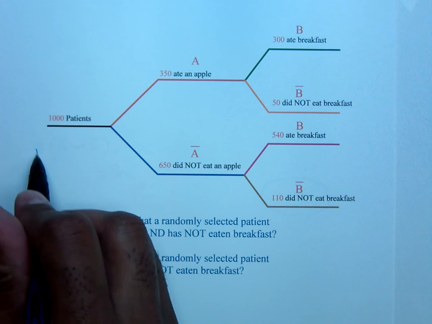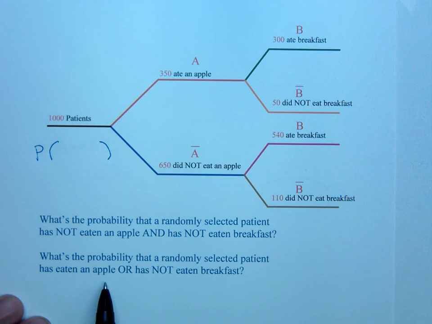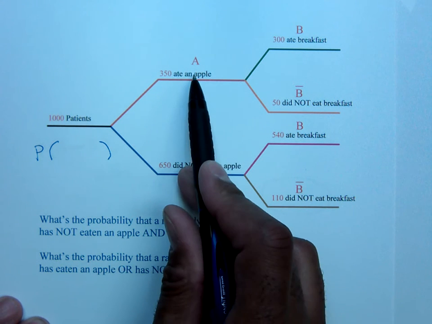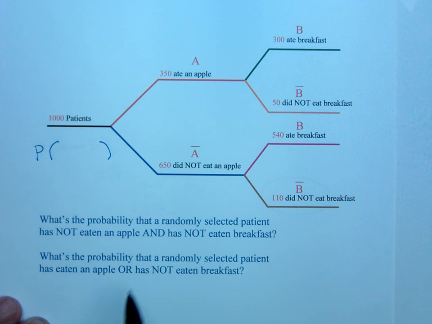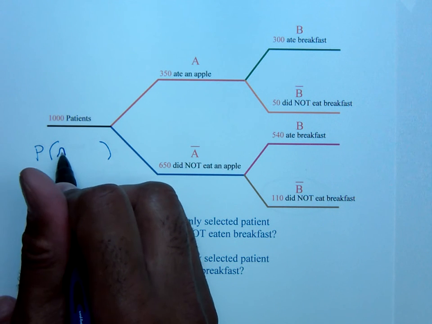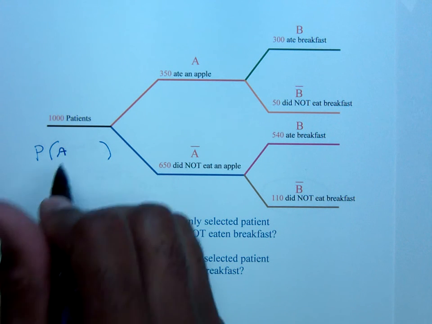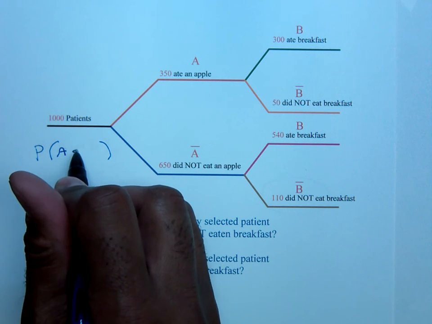We want the probability that a patient has eaten an apple. That would be these patients. And we're going to write that symbolically. Instead of writing they've eaten an apple, we'll just write an A. Or they have not eaten breakfast. I'm going to use the word or instead of a symbol.